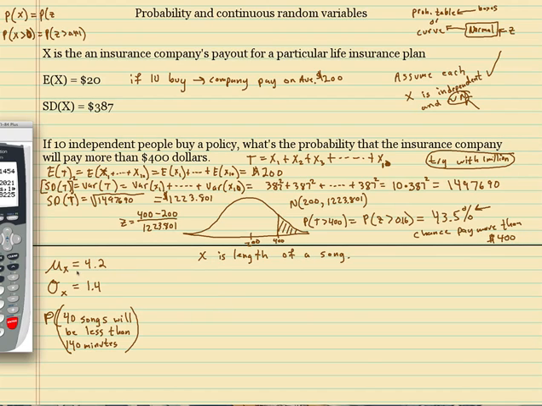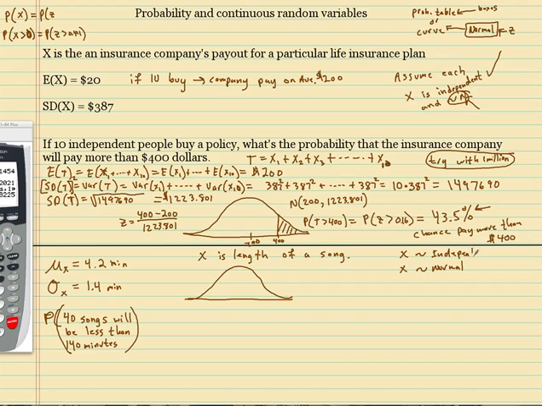Okay, and I'll do this one really quick. X is the length of a song. The average song length is 4.3 minutes, and standard deviation is 1.3 minutes. What's the probability that 40 songs will be less than 140 minutes? Okay, so here we go. I have a normal curve. The songs are independent, and the songs are normal.